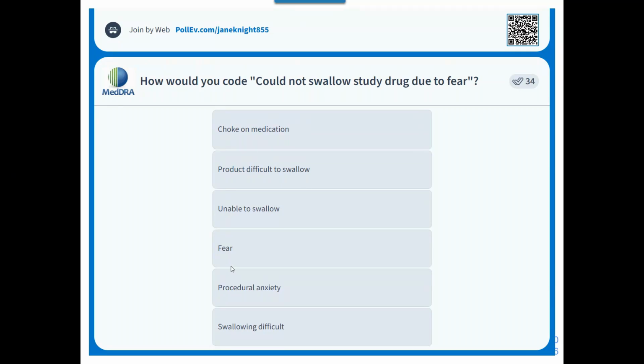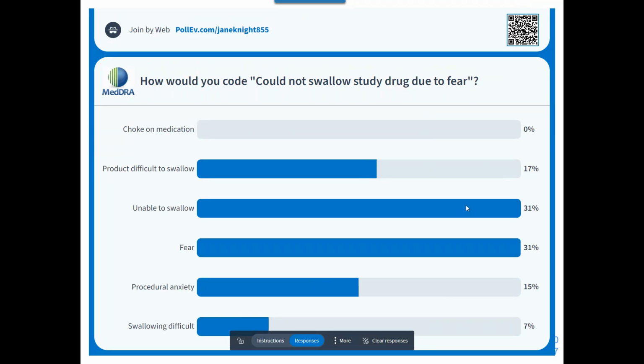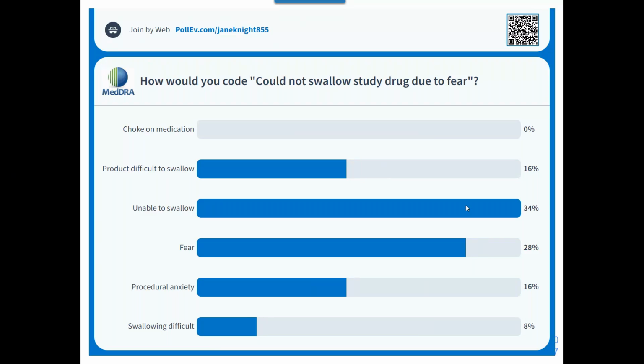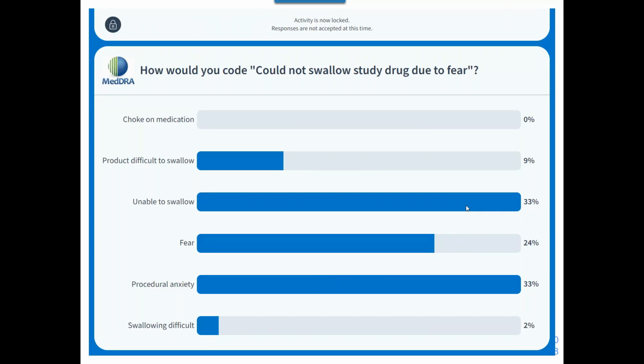Let's see where your votes are lying. Is it choking? Is it unable to swallow the product? Unable to swallow? Fear? Procedural anxiety? Or swallowing difficult? So mostly you're coding unable to swallow and fear. Well, that's what's reported, isn't it? Some of you've selected procedural anxiety or product difficult to swallow. Well, that might be a bit subjective. Is it that the product is difficult to swallow? Because that would be a product issue, really, but it's because he or she is scared. So let's move on. Overall, you've captured the three: unable to swallow, fear, and procedural anxiety.